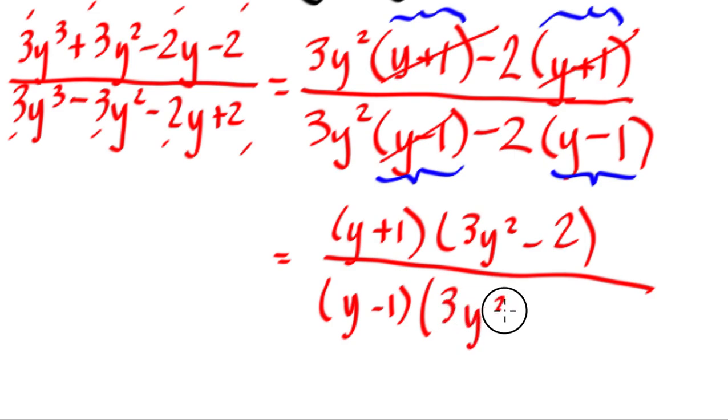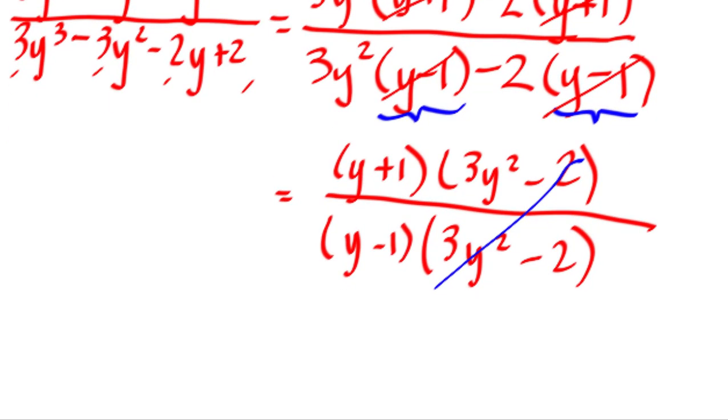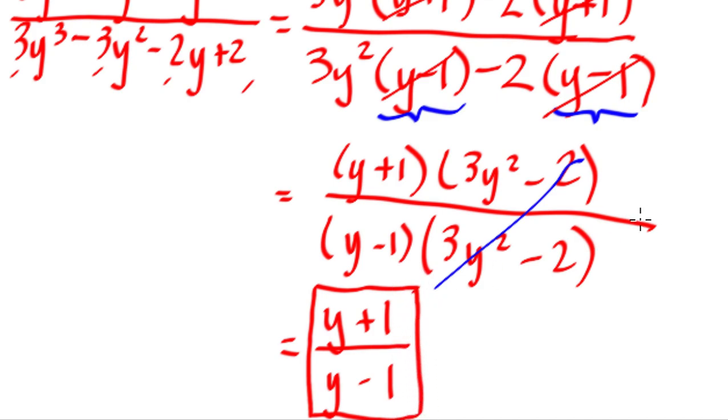What is left? We have 3y² minus 2 in both. Imagine this, we will cancel this out. And furthermore, voila! I think this 3y² minus 2 can be cancelled out. So what is left with our expression on the right hand side is actually (y + 1) all over (y - 1), because the other factor became 1. And by the identity property of multiplication, anything multiplied by 1 will still be the number itself.